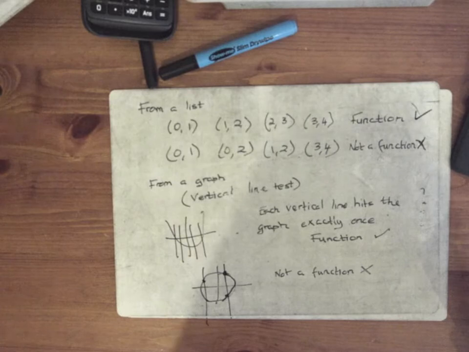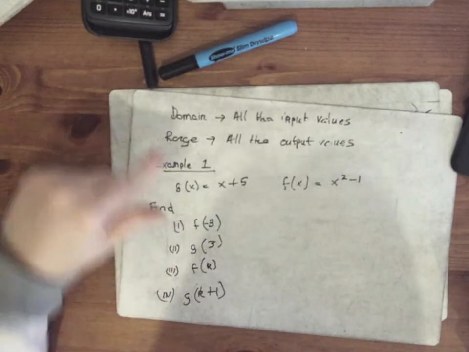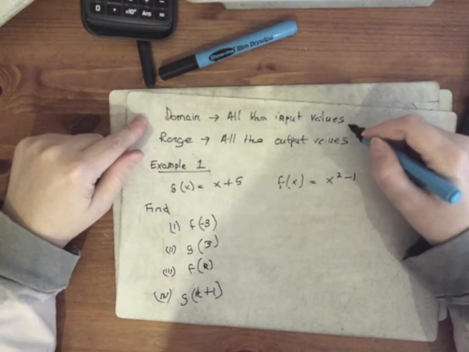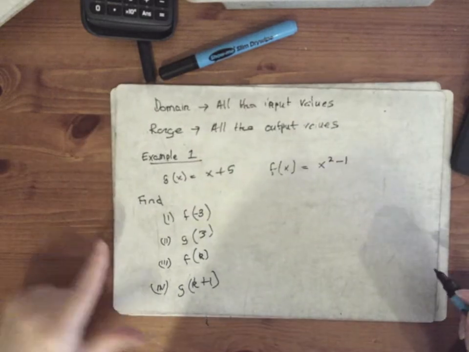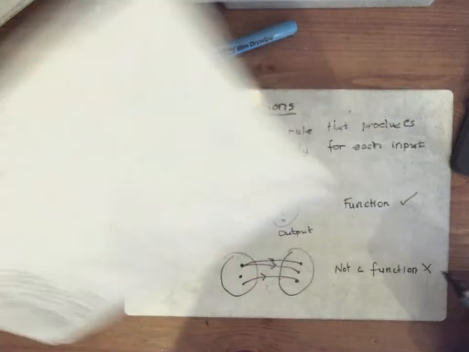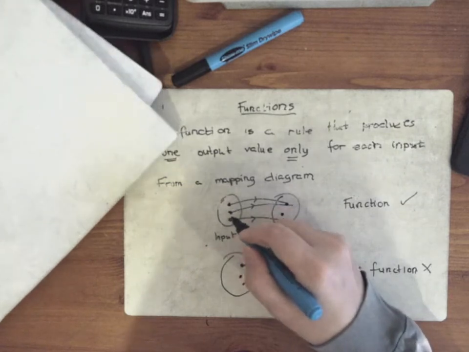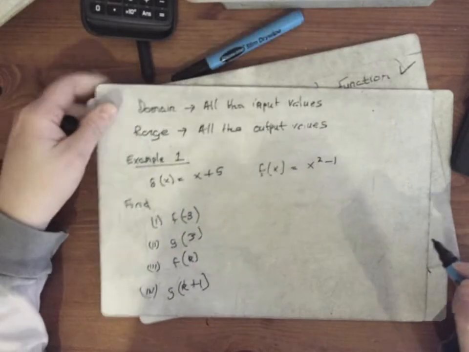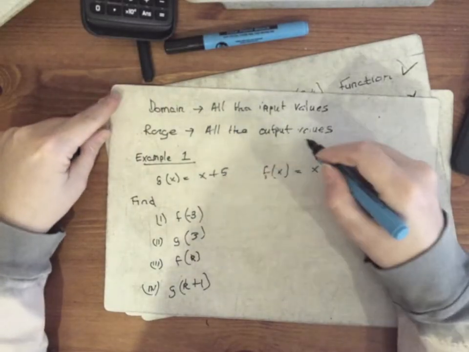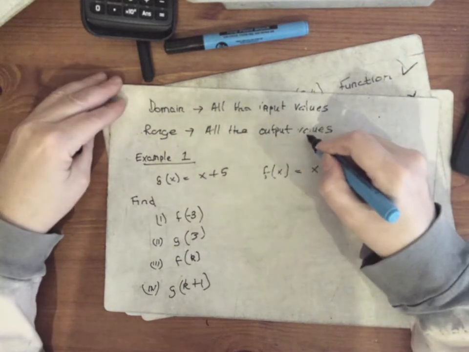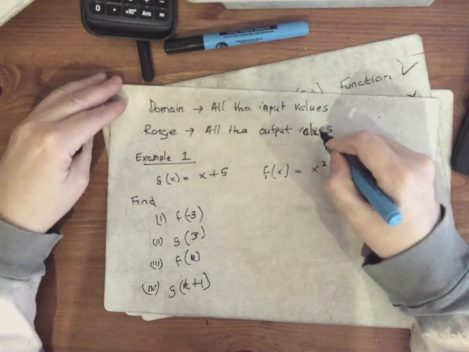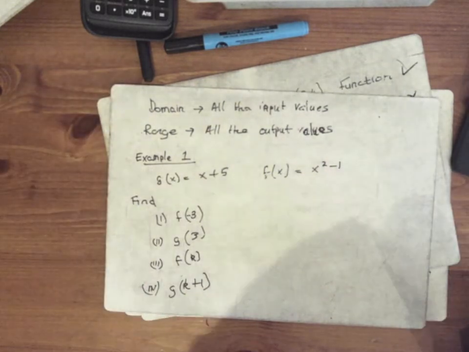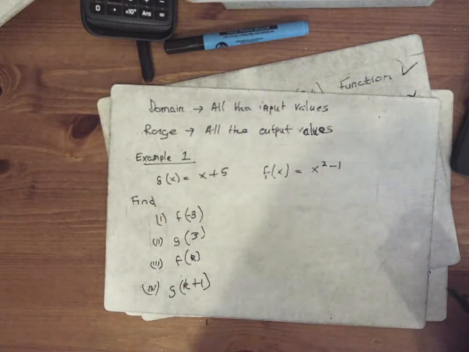Then the domain and the range. The domain is all the input values, all the x's, or everything in the first circle for a mapping diagram. So if you list out, these are all the inputs. And the range is all the output values. Remember, I'm just revising this now, so if you need more, you need to go back to the original videos.